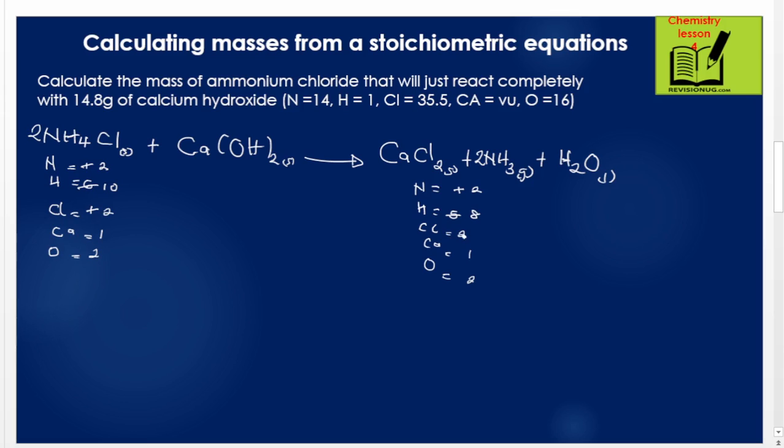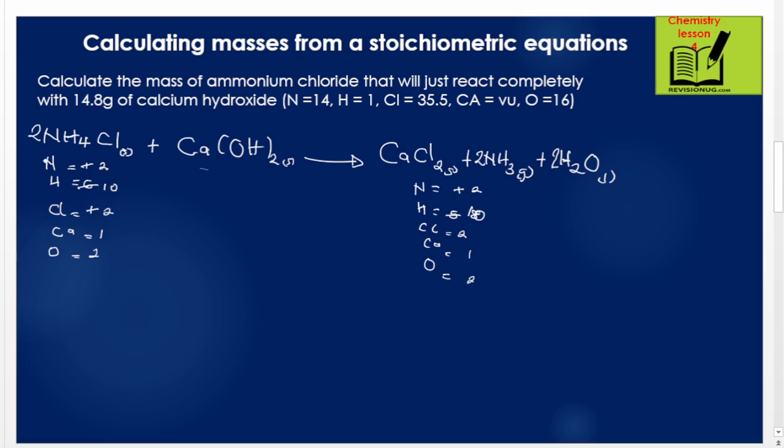So what is not balancing? Chlorine is balancing, oxygen is not balancing, hydrogen is not balancing. So what are we going to do? We just introduce a 2 here. The moment you put a 2 here, then oxygen is 2, then these are 4, then 4 plus a 6, then they become 10 automatically. Now the equation is balancing. Therefore, from this equation, what are we comparing? We are looking at the mass of ammonium chloride that will just react completely with 14.8 grams of calcium hydroxide.